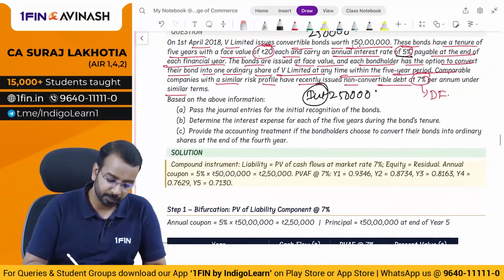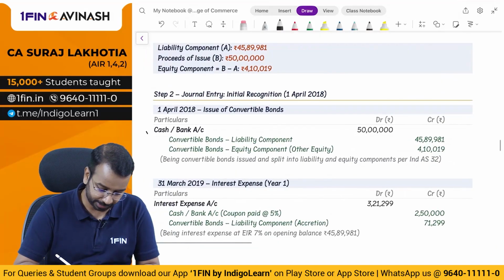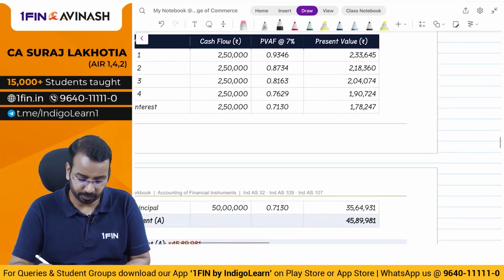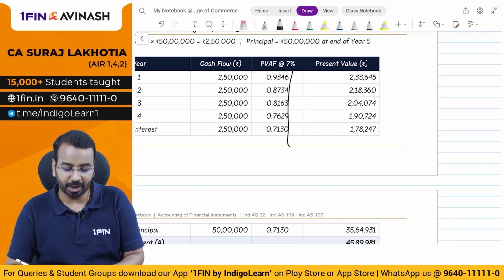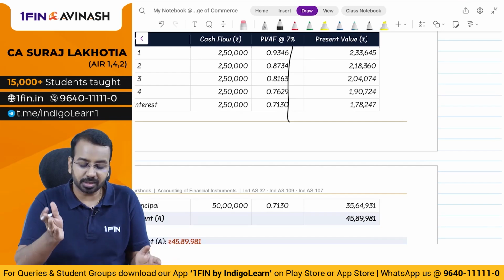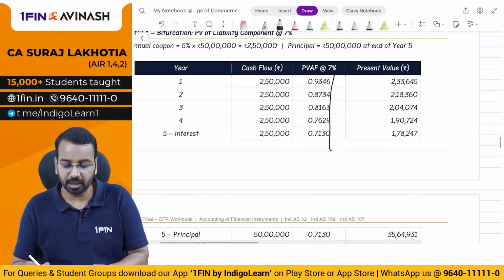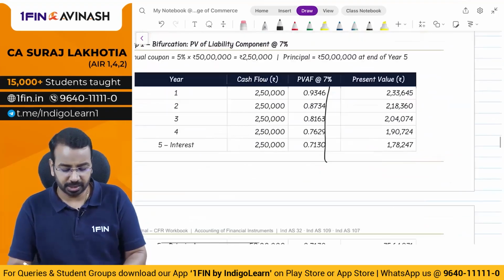Now, what is the question? Pass the journal entries for the initial recognition of the bond. Initial recognition of the bond means what? Bank account, liability component, equity component. 410. So, that is again, depending on how many decimals we take, the answer will change. Okay. Again, in the examination, because we will use the same present value factors, the answer will not be different. Okay. So, here it is 410019 and what we computed 409951, some 60-70 rupees difference is there.